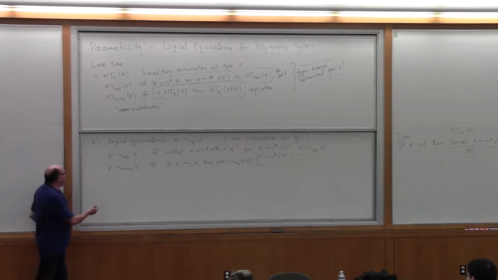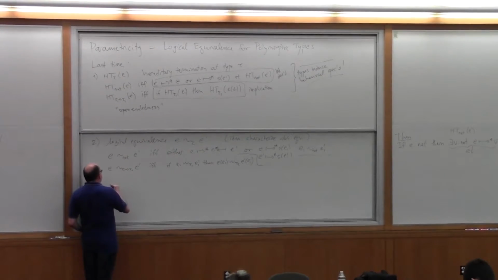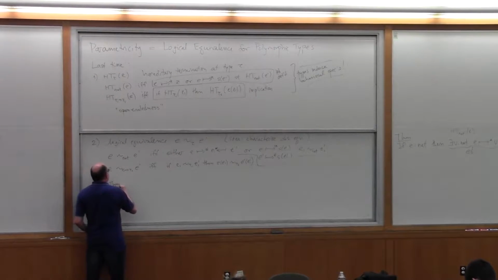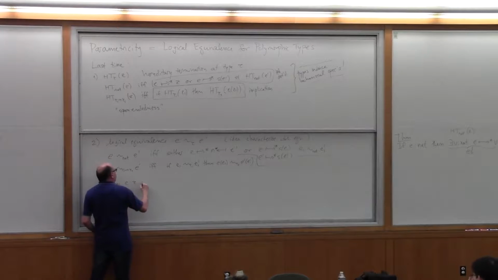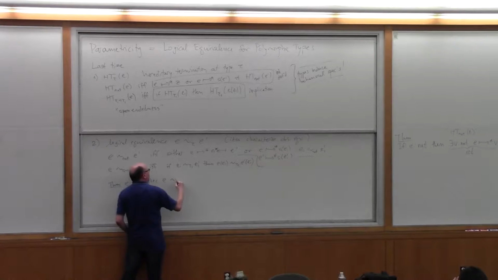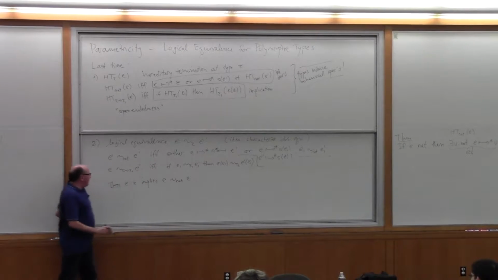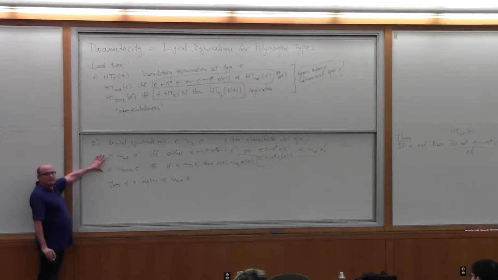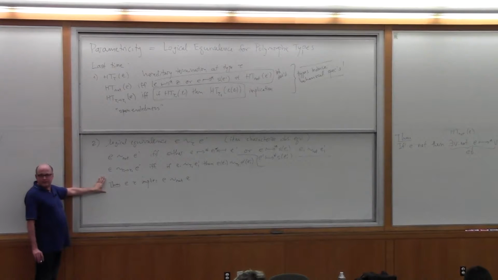Okay, so what was the main theorem? Well, the main theorem is that if E is of type tau, the main thing you end up having to do is to show that it's self-related. Because it's not obvious that this relation is reflexive. You have to actually do some work. You can check that it's symmetric and transitive, I'm pretty sure straightforwardly, but it's not obviously reflexive.